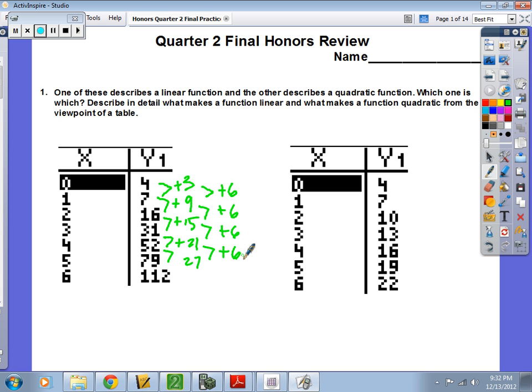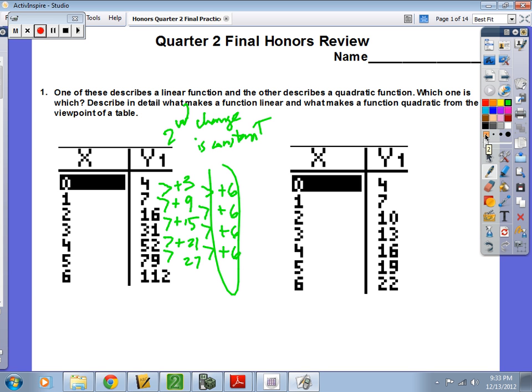So this one right here is quadratic. Quadratic because your second change is constant. So quadratics, they increase, and they're increasing at a constant change. Maybe I said that wrong. They're increasing at an increasingly constant rate.